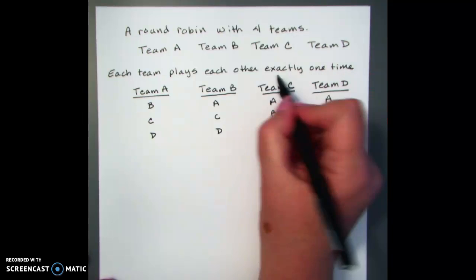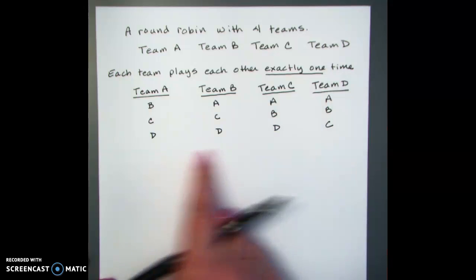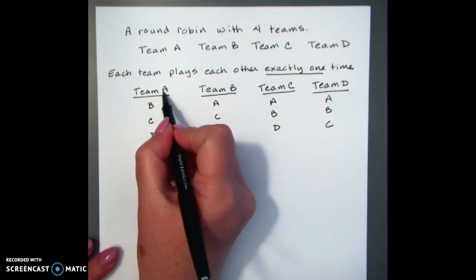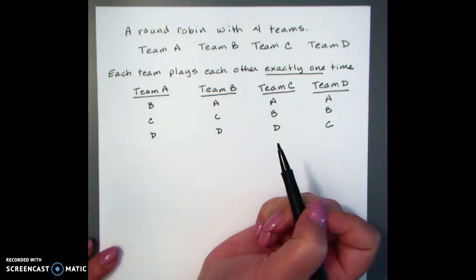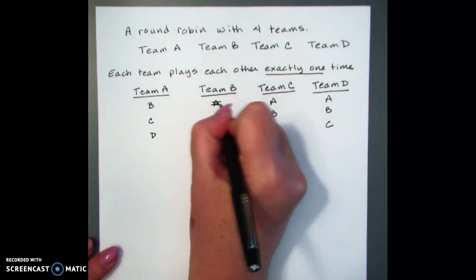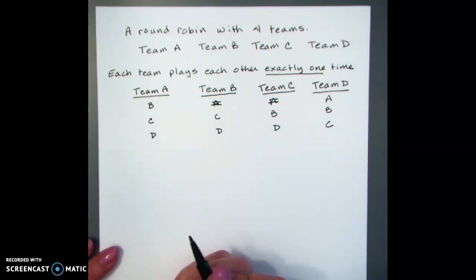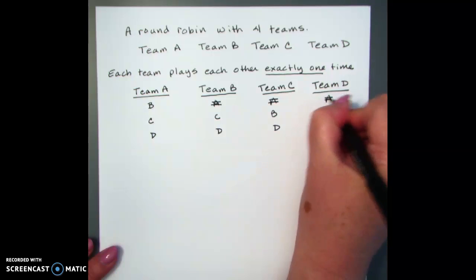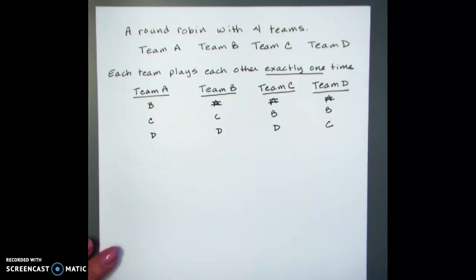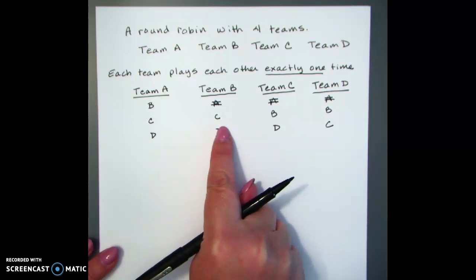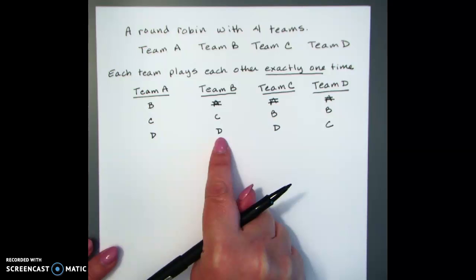But the problem is it says exactly one time, and with this table, we now have repeats. So in this case, do you see that we already have team A playing team B? So that means we're not going to repeat team A playing team B, we're not going to repeat team A playing team C, and we're not going to repeat team A playing team D. So coming over here, that means these two games, team B playing team C and team B playing team D, are brand new games that did not get played in the first column.